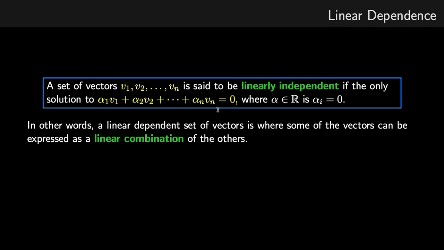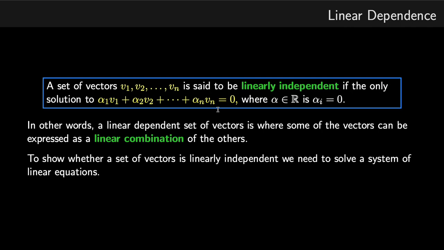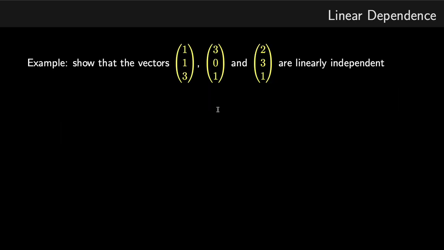Another way of thinking about it is that a linearly dependent set of vectors is where some of the vectors can be expressed as linear combinations of the others. And to show whether a set of vectors is linearly independent, we need to solve a system of linear equations. So let's have a look at an example. Here we have three vectors. I'm going to show that these are linearly independent. In other words, each of these vectors cannot be represented as a linear combination of the other two.